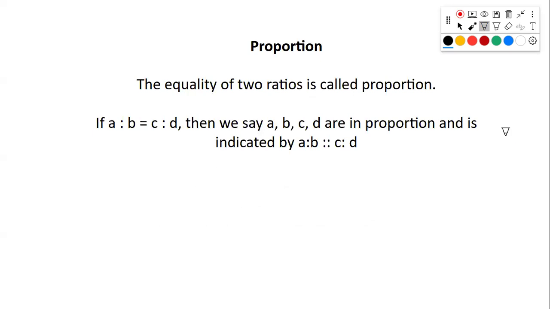What is proportion? The equality of two ratios is called proportion. If I write A is to B is same as C is to D, it can also be written either as an equality or I put two colons side by side, two colons is same as. So we say A, B, C, D are in proportion, it is indicated A is to B same as C is to D, or I put equality symbol. So A is to B equals C is to D. And please remember, I can write this in the form A by B, C by D. Don't get confused with compound ratio.